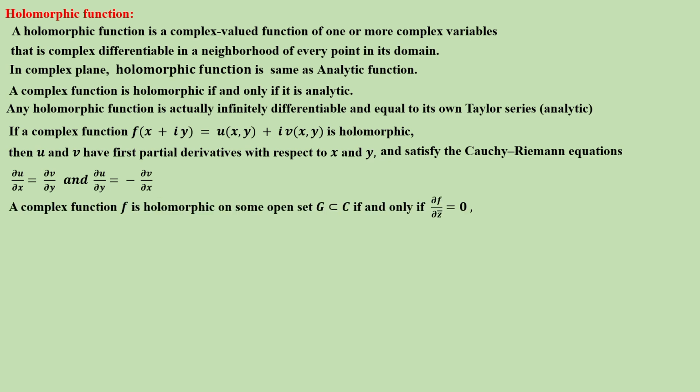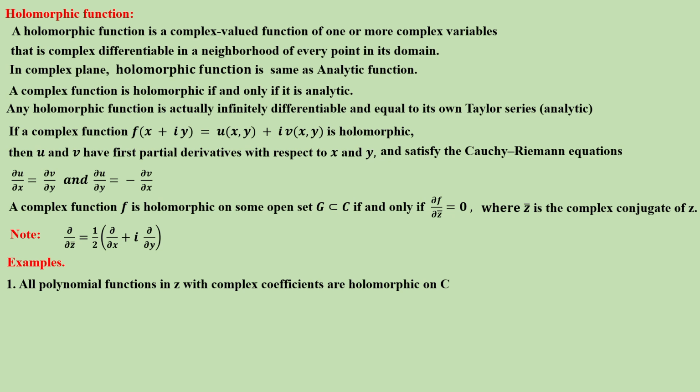A complex function f is holomorphic on some open set G, a subset of the complex field C, if and only if ∂f/∂z̄ equals 0, where z̄ is the complex conjugate of z. Note, ∂/∂z̄ is equal to 1/2 (∂/∂x + i ∂/∂y). Examples: all polynomial functions in z with complex coefficients are holomorphic. Sine, cos, exponential functions are all holomorphic. A constant function is also holomorphic.